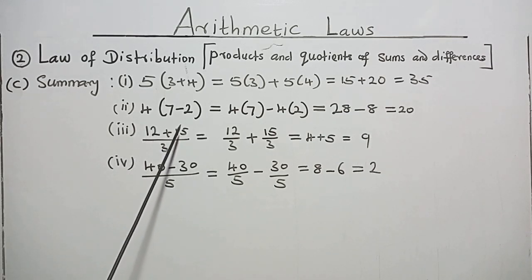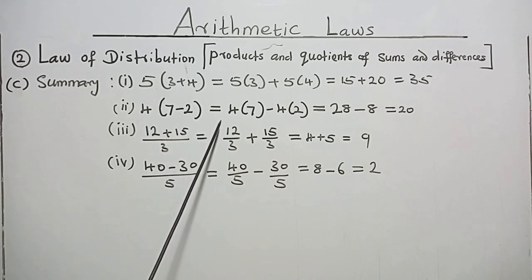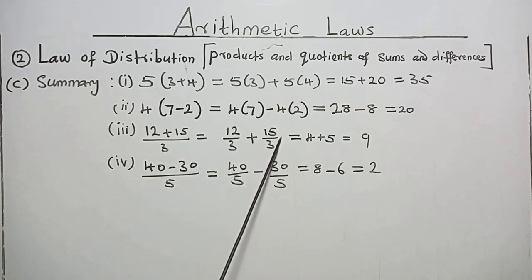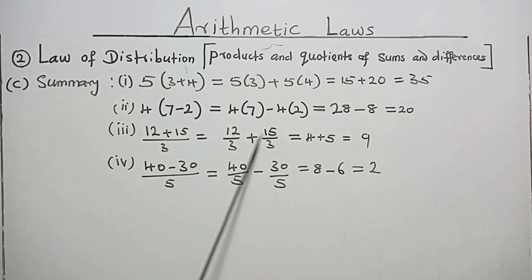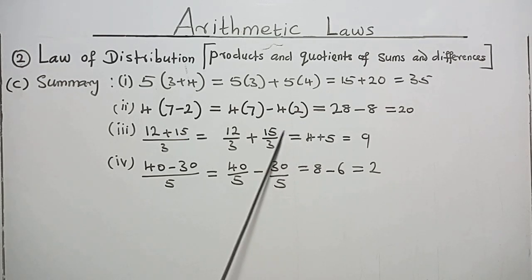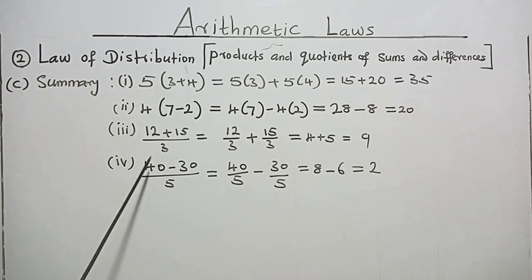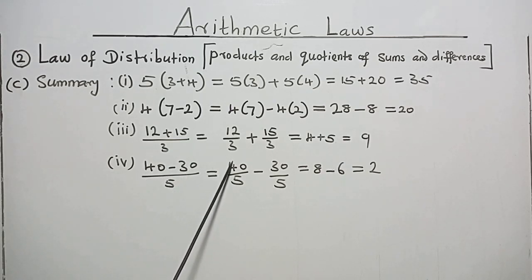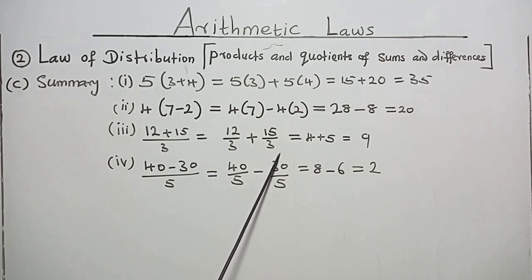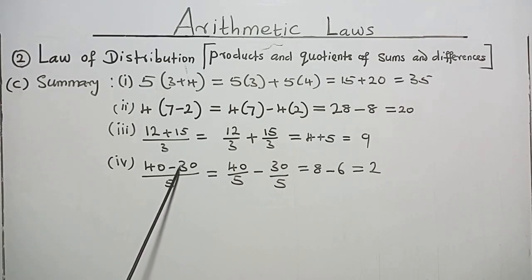Also, 12 plus 15 divided by 3 is the same thing as saying 12 over 3 plus 15 over 3. 12 over 3 is 4, and 15 over 3 is 5. So in the end, we have 4 plus 5, and the result is equal to 9. I also know you recall that 40 minus 30 over 5 was given as 40 over 5 minus 30 over 5. When 5 divides 40, we have this 8. When 5 divides 30, we have this 6. Therefore, 40 minus 30 over 5 is the same thing as saying 8 minus 6. The result is equal to 2.